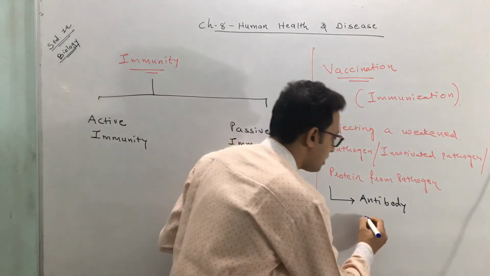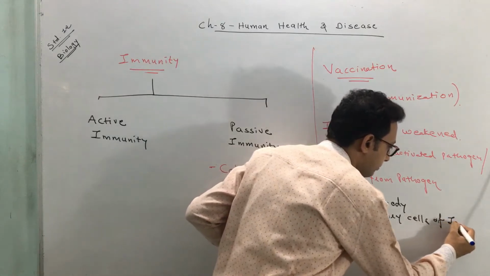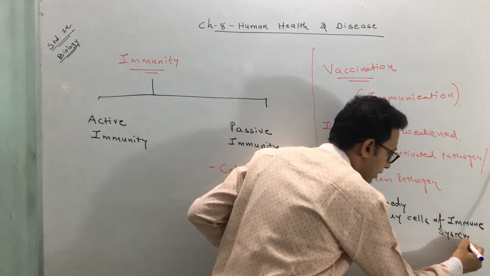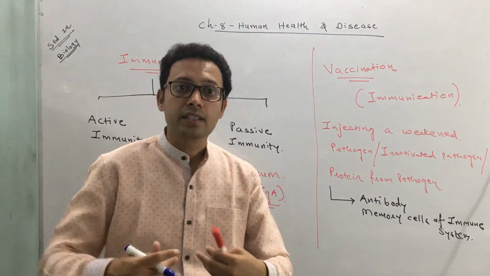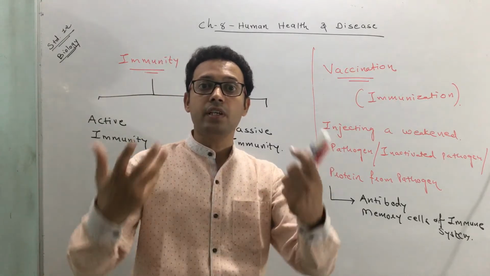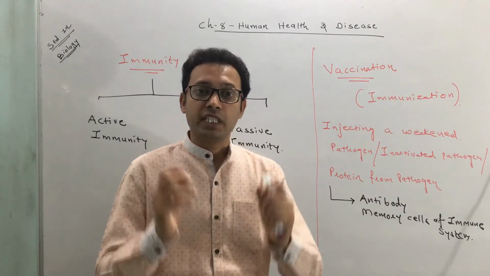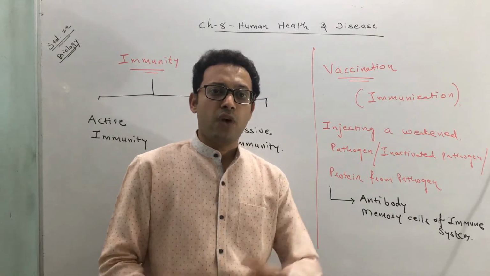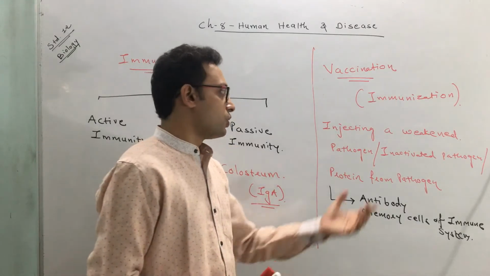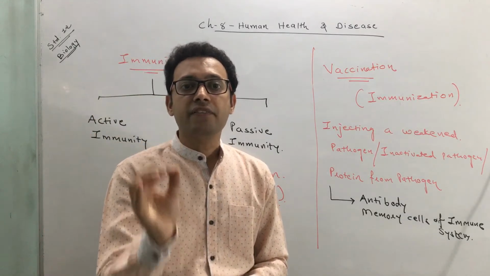During this process, the memory cells of the immune system, that is the B and T lymphocytes, have learned and remember how to attack. Now, if a second time exposure takes place, meaning the real exposure, the memory cells already know how to attack. So the second time the attack on the antigen is very intense and they kill the microbes, and thus you get protected. This is the principle of vaccination or immunization that works on the memory of the immune system.